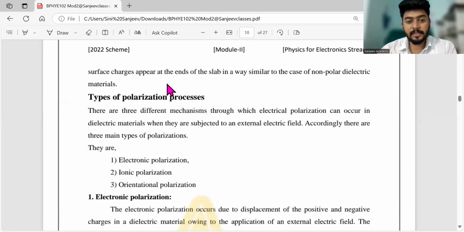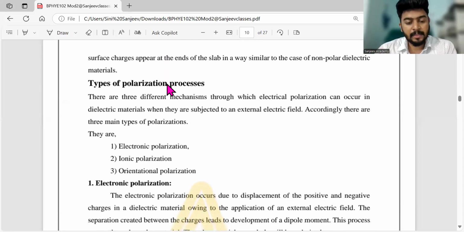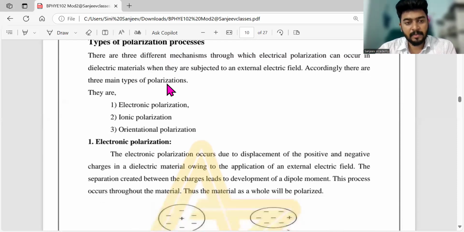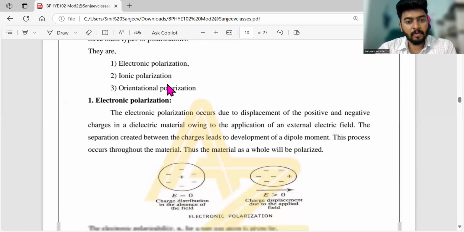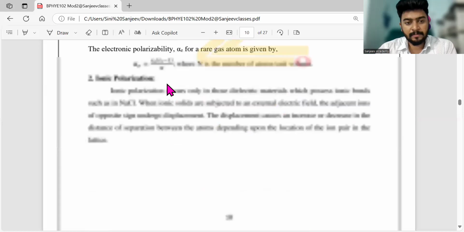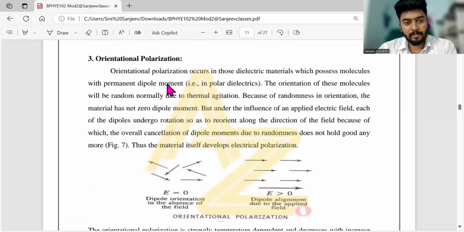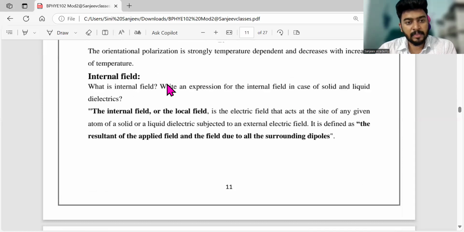Types of polarization process, learn the headings. There is electronic polarization, ionic polarization. Polarization happens by the process of electric field, that is electronic. Polarization happening through ions. Then orientation, that is through spatial polarization. Self-readable. Learn the diagrams for each and everything.